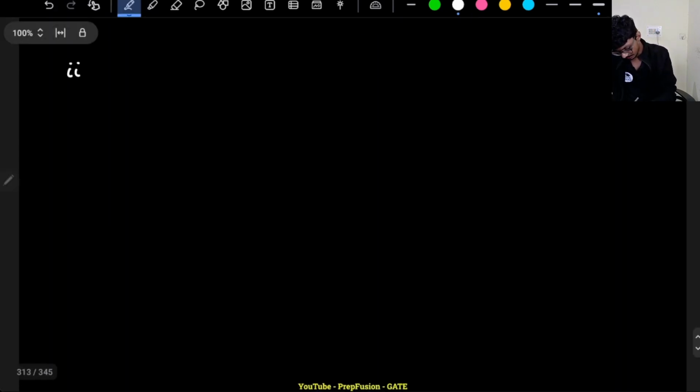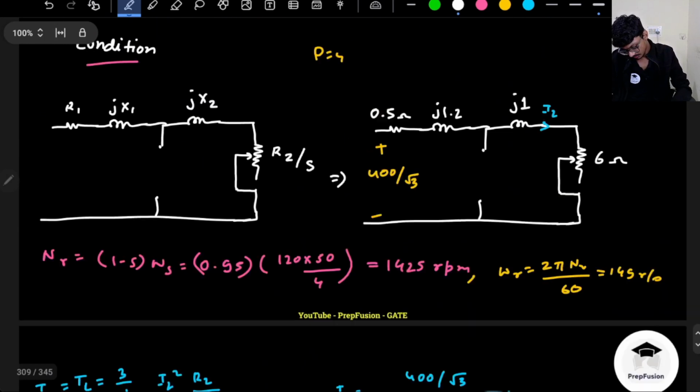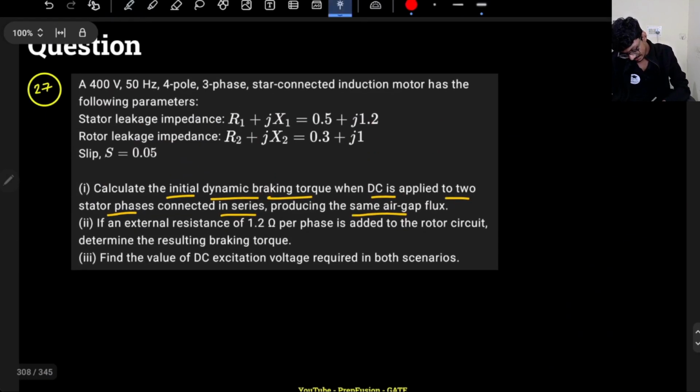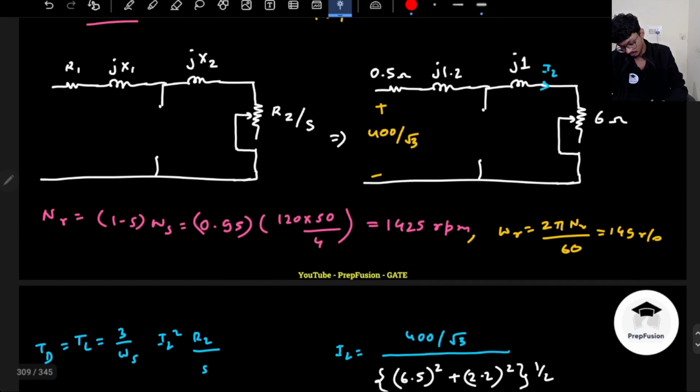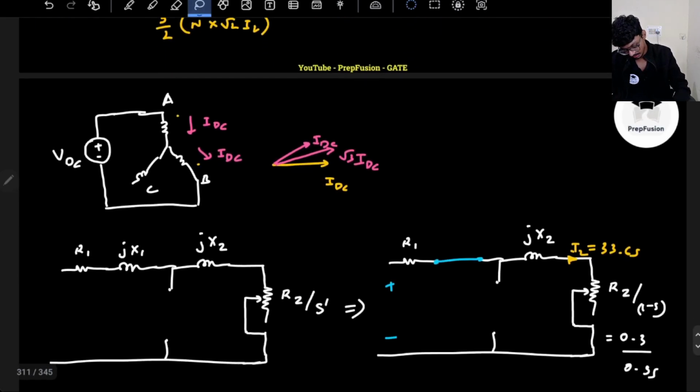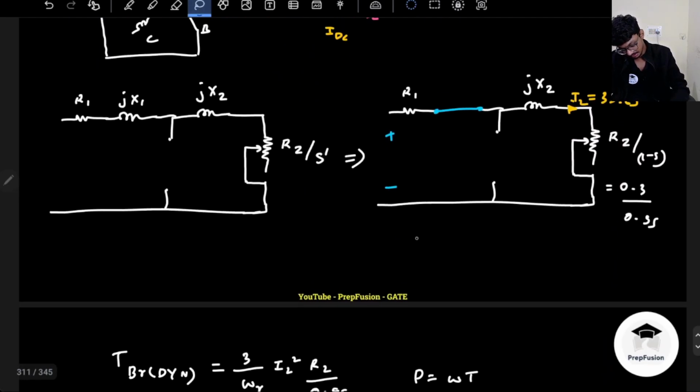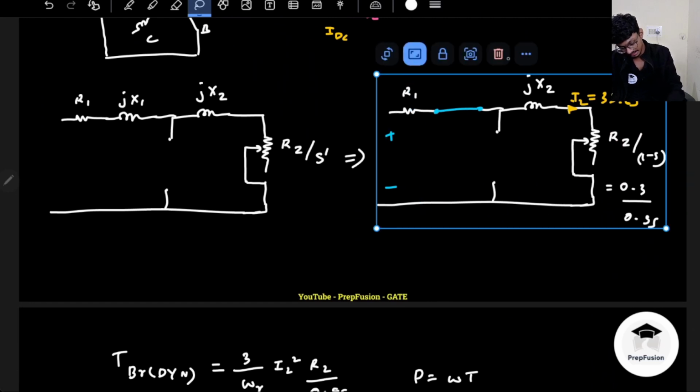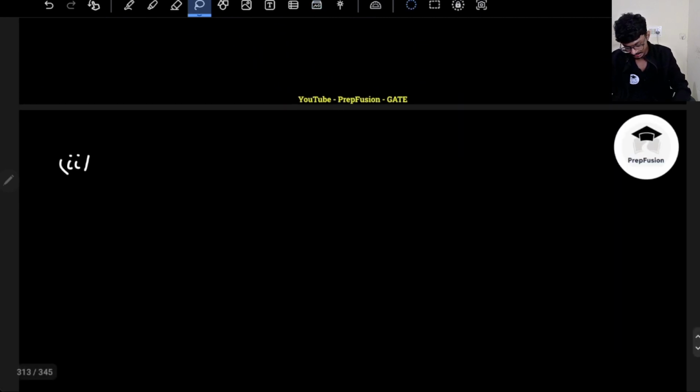What are they asking in the second part? They are asking what will happen if an external resistance of 1.2 ohm per phase is added to the rotor circuit. Then basically this resistance value will increase, and the torque developed also will increase by a lot.